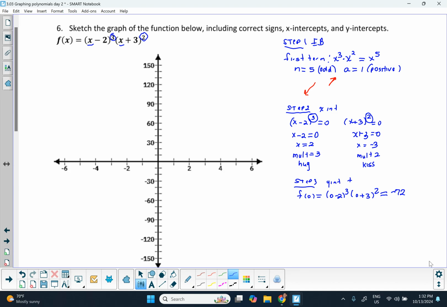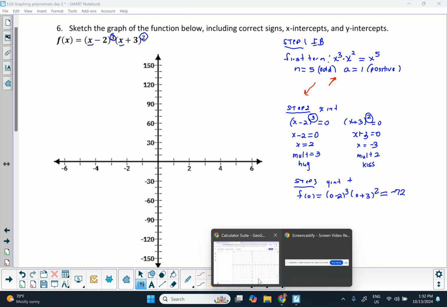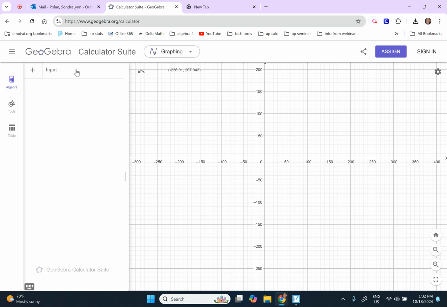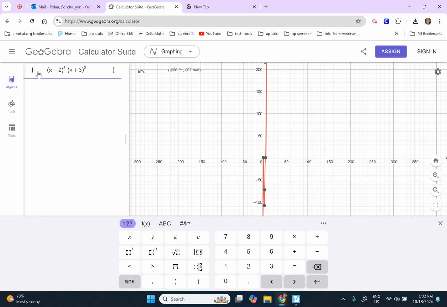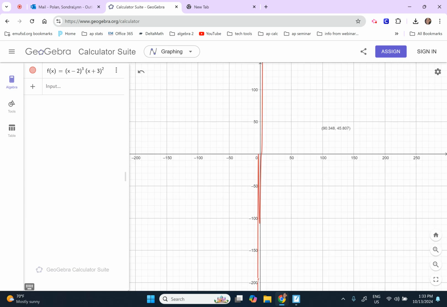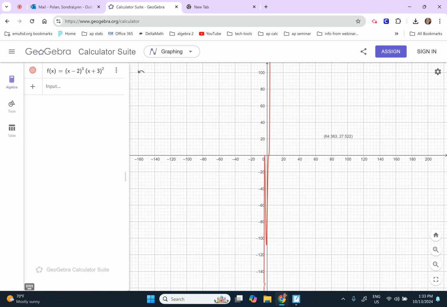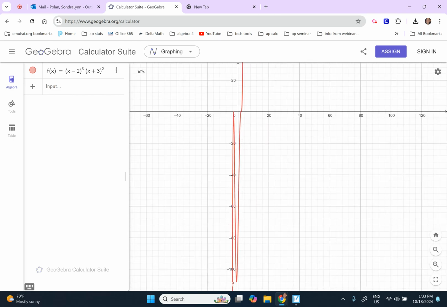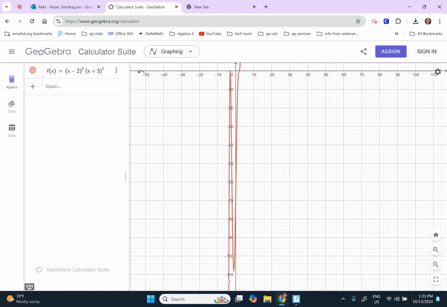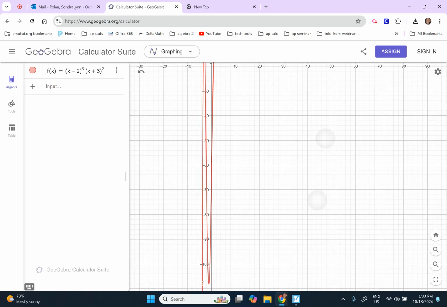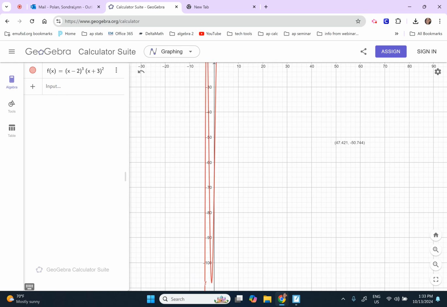And now let's go into GeoGebra and enter the equation. I just have to add an f of x in front. Okay, and in order to see this, it's hard to get a good look at the function.